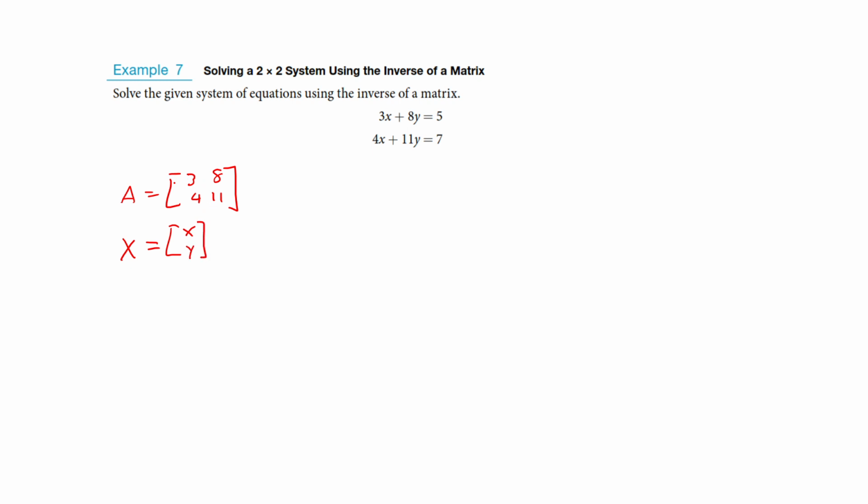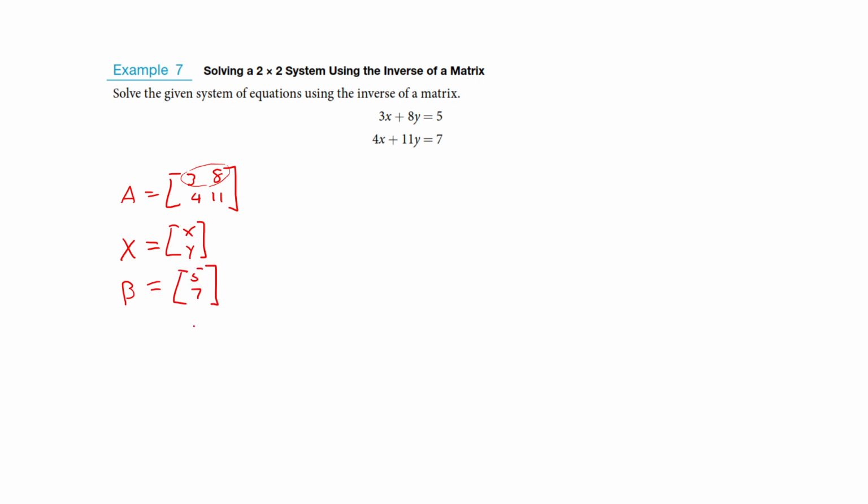Now we're also going to create a matrix which is the variables. If you multiplied row times column, you would create 3x plus 8y. Do you see that? If I did this row times this matrix I've created, I'd get back to what I started. It'd be 3x plus 8y. Then you could do 4, 11 times x, y, and you'd get 4x plus 11y. So we're not augmenting the way we have done before. We're making a coefficient matrix on the left, a variable matrix with the x and the y, and then we're going to create something called B, our solution matrix, 5 and 7.